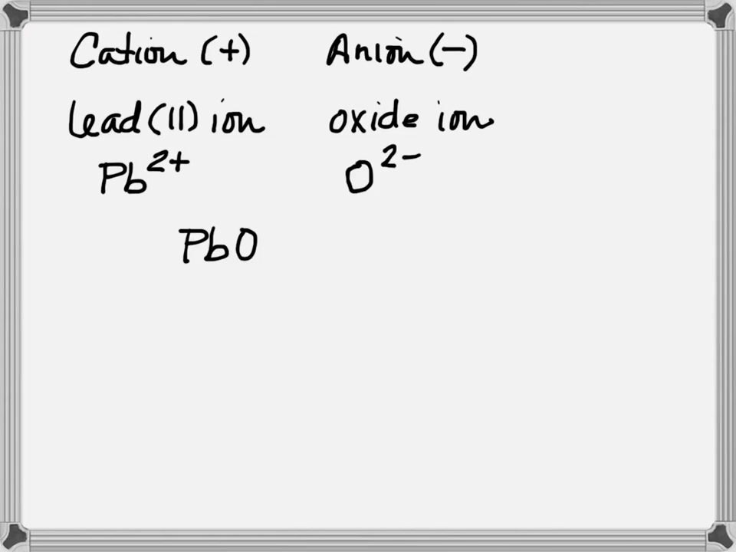If we are given a formula like this and asked to write the name, we just name the cation first, and then we name the anion. The name of this one was lead-2 ion. So we write lead-2. There's no space between lead and the parentheses. That's part of its name. And then oxide. And so we leave a space because there's two names. Lead-2 oxide is the name for that compound.